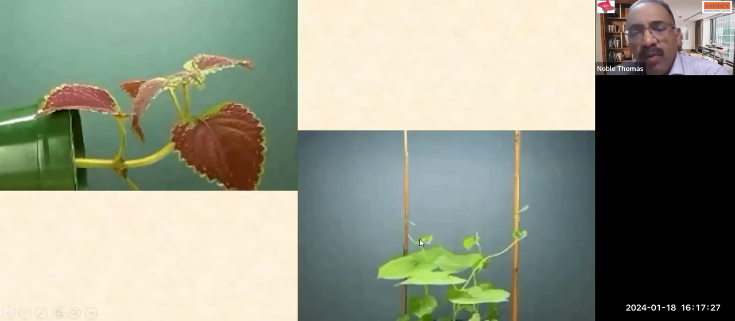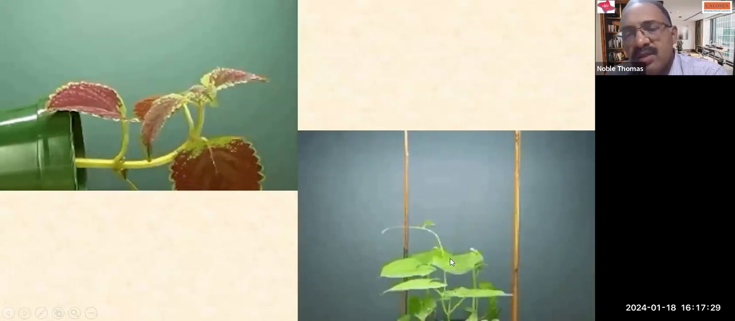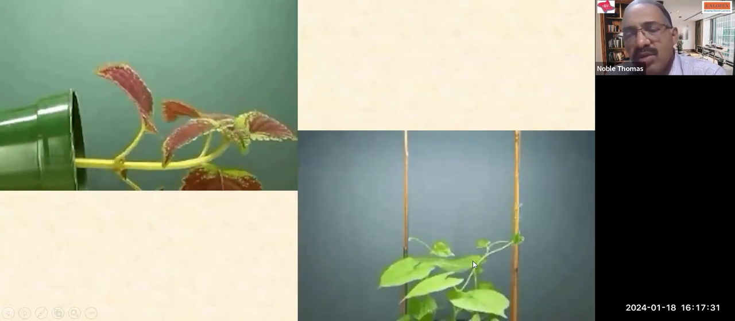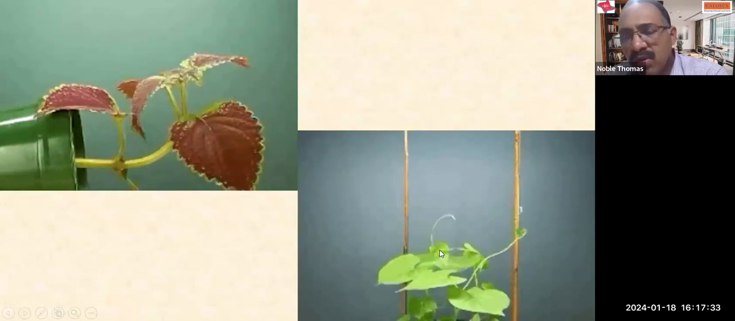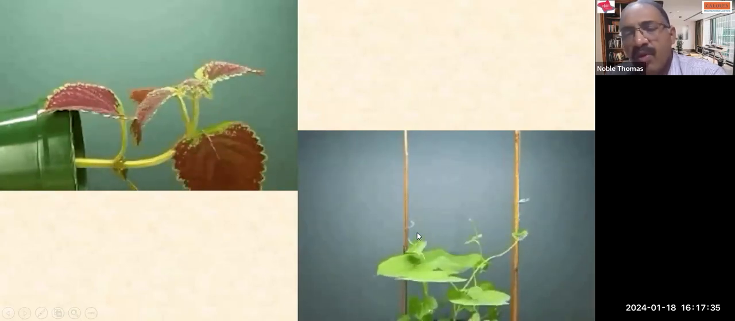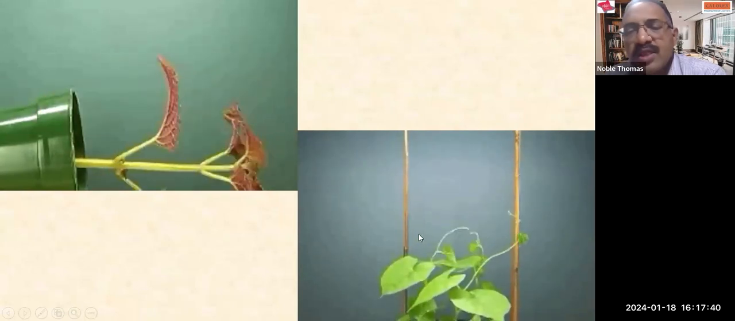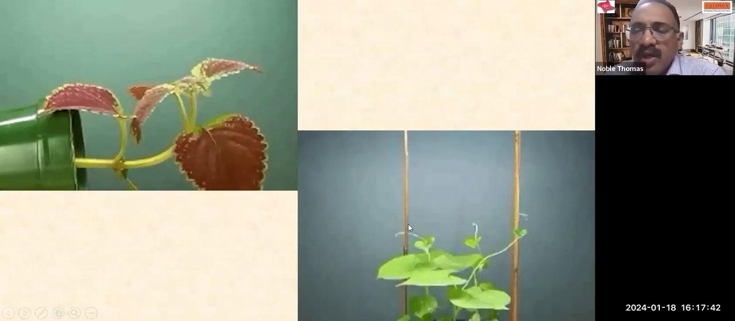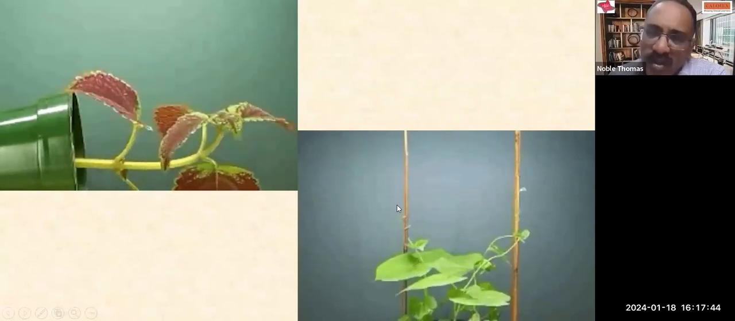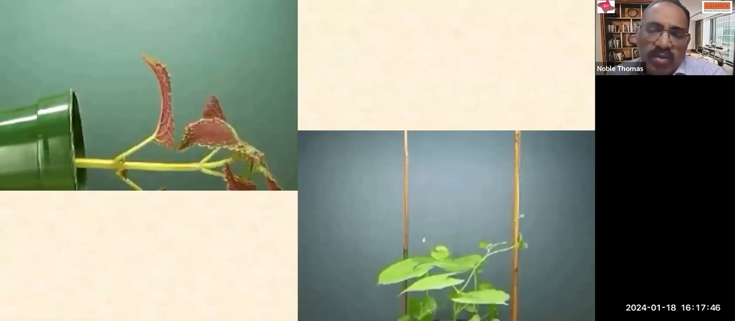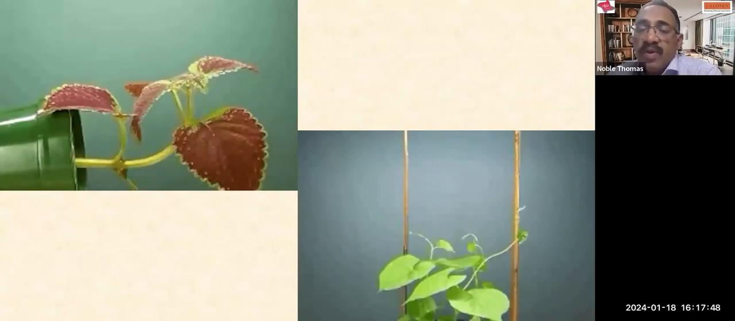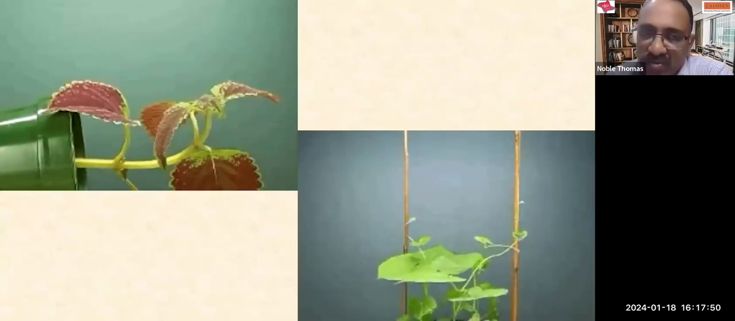Yes. On the lower picture here, you can see tendrils. This is thigmotropism. The tendrils of a growing climber, when it comes in touch with a solid support, twist around it. In which direction it should twist depends on what direction it gets the touch.